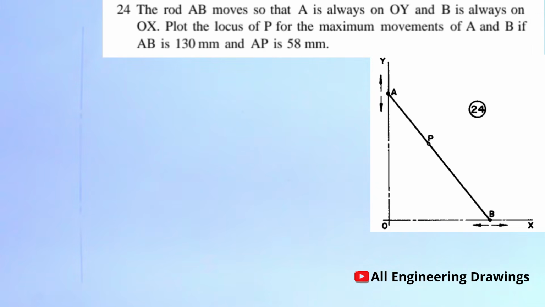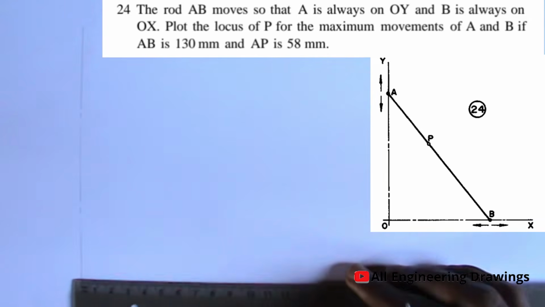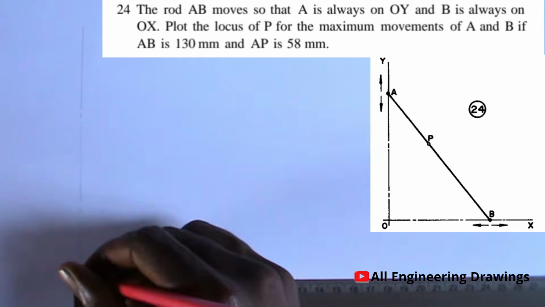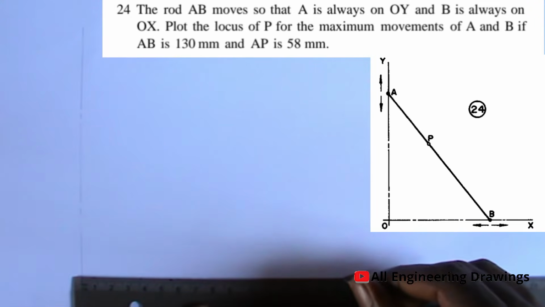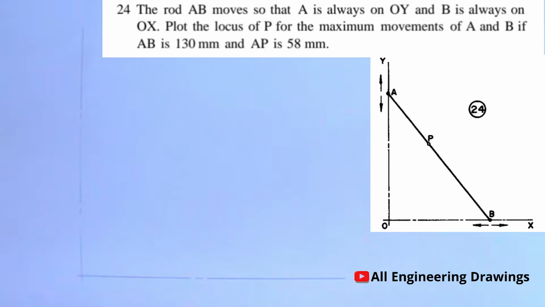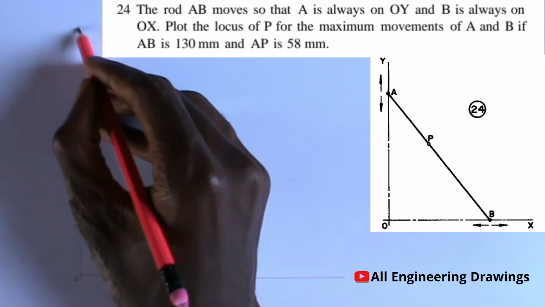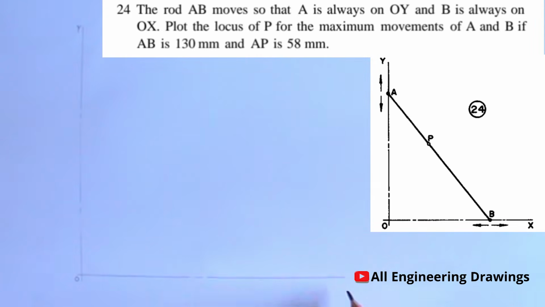After drawing the OY, I will also draw the OX line. The OX line is the horizontal line. I will label this point O and this point here Y. Then this point here X.